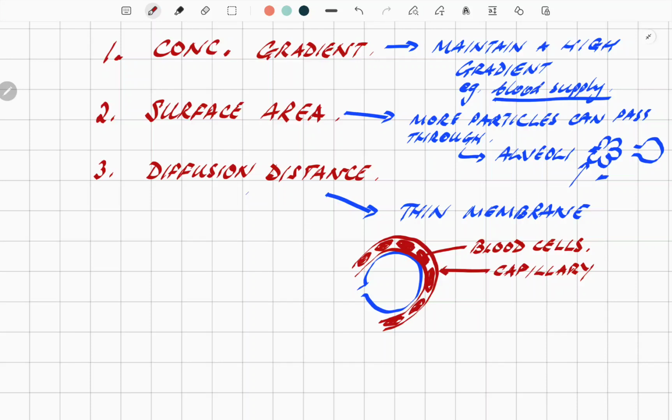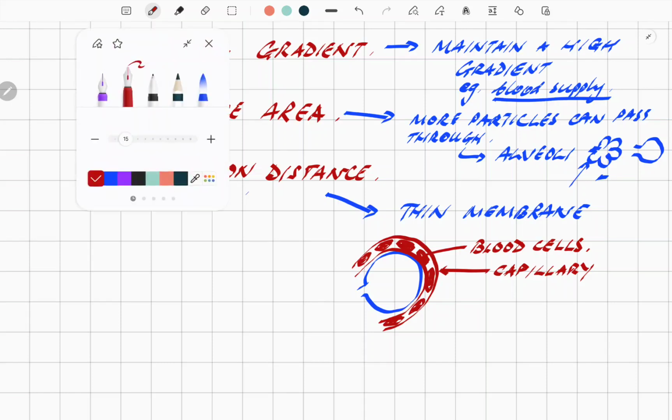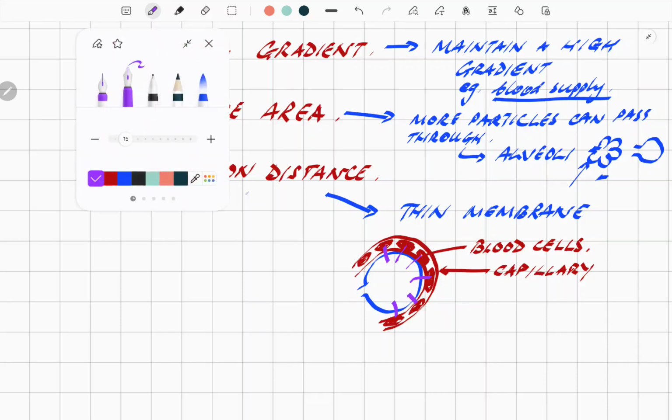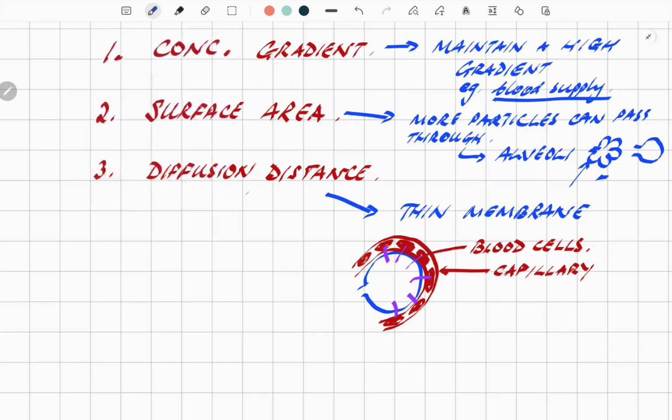All right. So the distance that the gas has to move, and if I use another color, let's try this one, right? The distance that the gas or whatever has to move is very short. Straight across the membrane into the blood cell, all right? So again, it means that it can travel that distance very, very quickly. So that is the important part of the definition here of diffusion distance. So short distance.